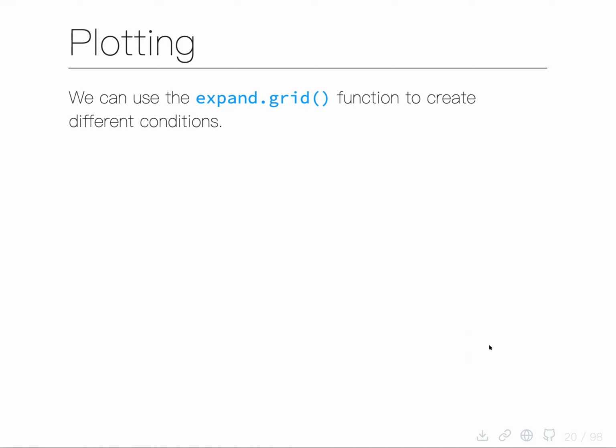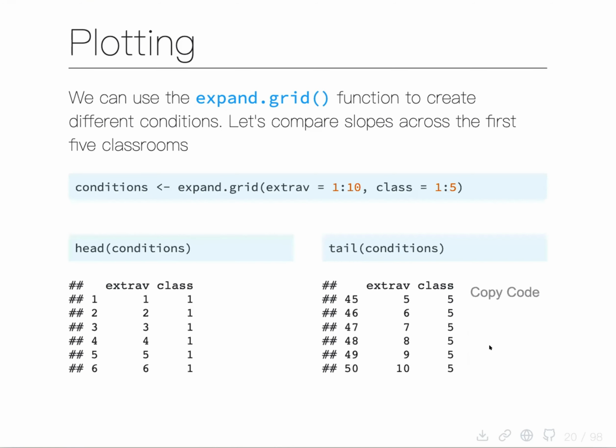Okay. So that was a big part of what I was trying to communicate last time, and hopefully that makes it a little bit more clear. The plotting part is the other big part, okay? And I'm going to talk this time about this function expand.grid as a way of creating different conditions from which you might want to make predictions, okay? So let's compare the slopes across the first 5 classrooms. Okay, so we're still predicting for our sample here, all right?